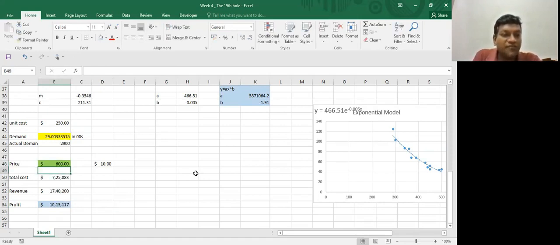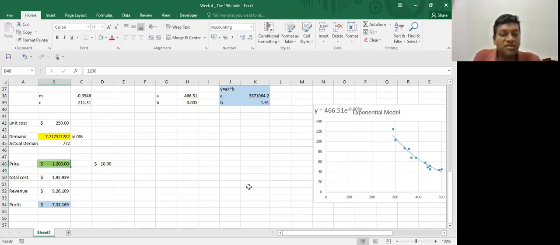It is going to 10,15,000. Okay, what if I increase the price to 1,200? It is actually dropping down. Earlier we had 10 lakh something. Now when the price is increased to 1,200, you in fact see that the profit has come down.